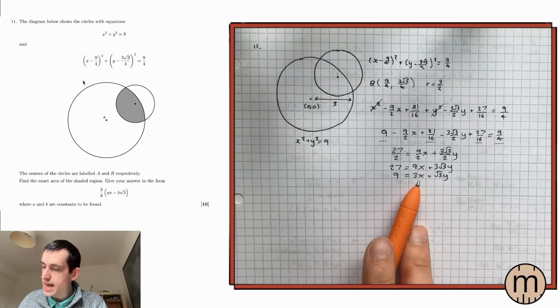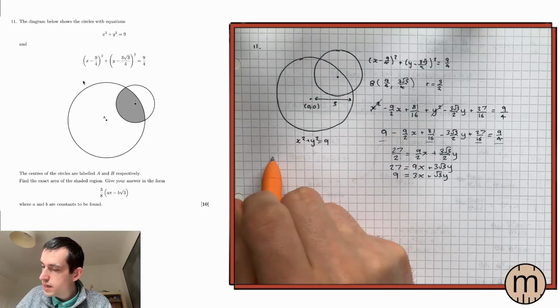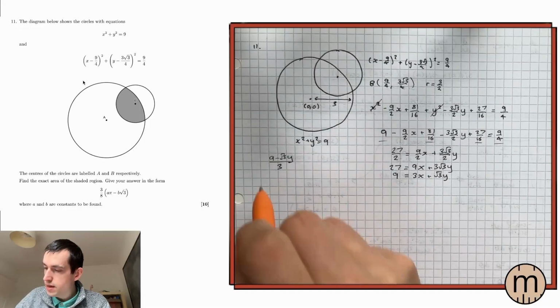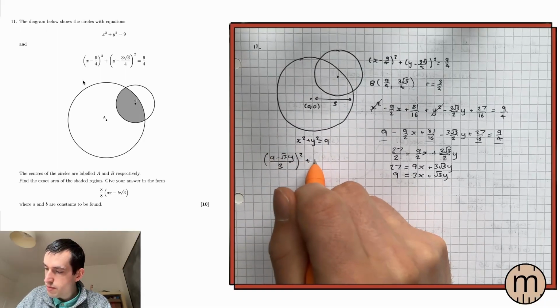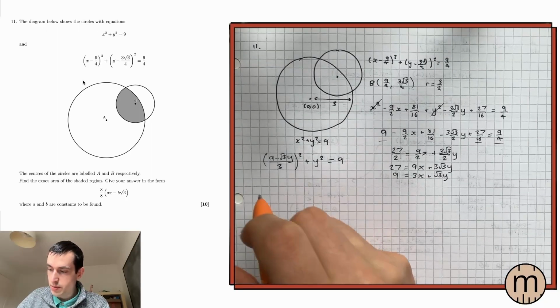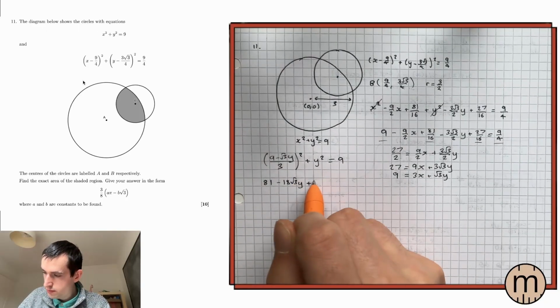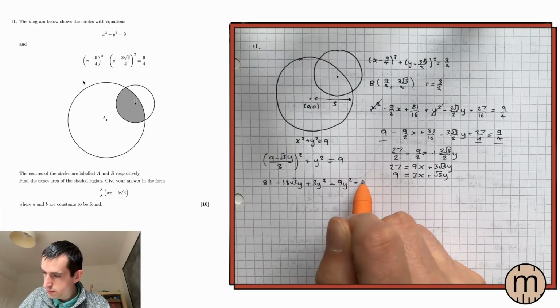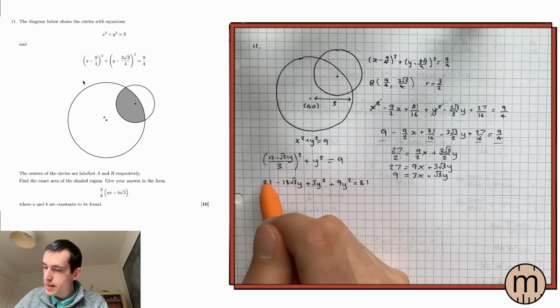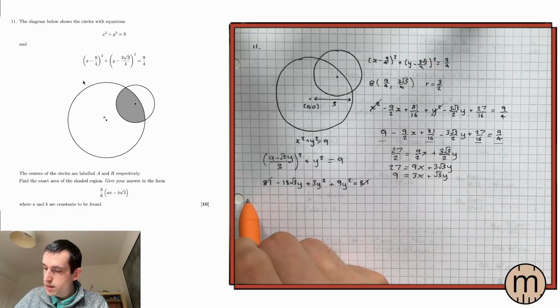So we're going to try and connect these two together. Let's sub in x here. So if we do (9 minus √3 y) over 3, that's x. Square it plus y squared should be equal to 9. Let's expand and see what we're going to get. So once I've expanded and I've times everything by 9, we get this. These 81s just cancel.